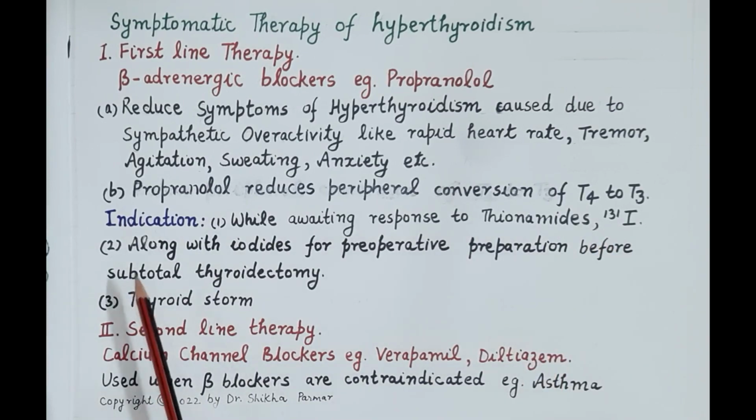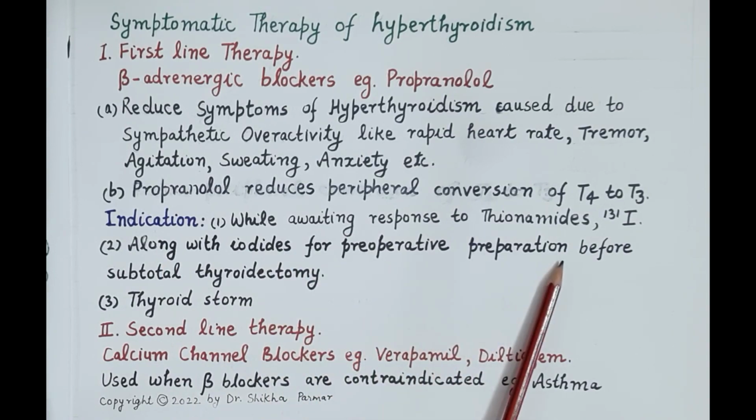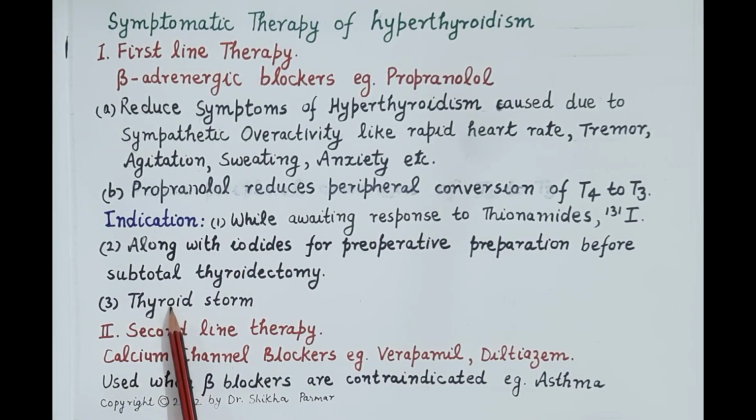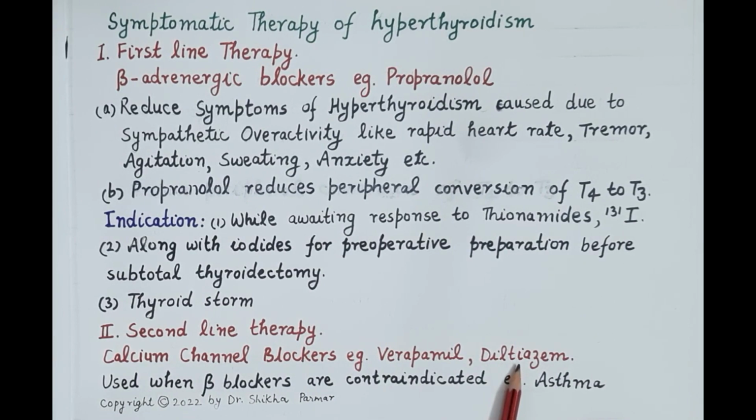In addition to this, we also know that euthyroidism is required to be attained before thyroid surgery. So these drugs are used along with iodides for pre-operative preparation before subtotal thyroidectomy. Propranolol is also essential for the management of thyroid storm. Now, in all those conditions where beta blockers are contraindicated, for example asthma, second-line therapy, that is calcium channel blockers like verapamil and diltiazem, are used.